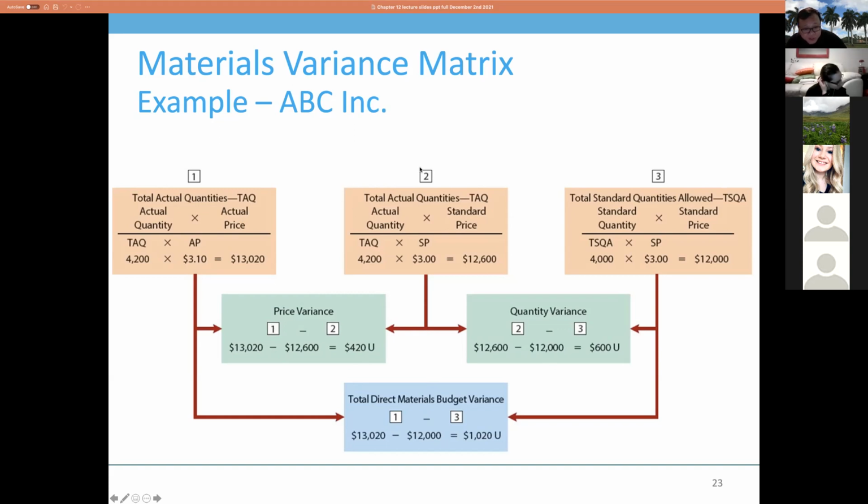So in this situation, you can see this number is positive, right? One is greater than 2, so that difference is positive. 2 is greater than 3, so the difference is positive. So under both situations, this is unfavorable variance, okay?